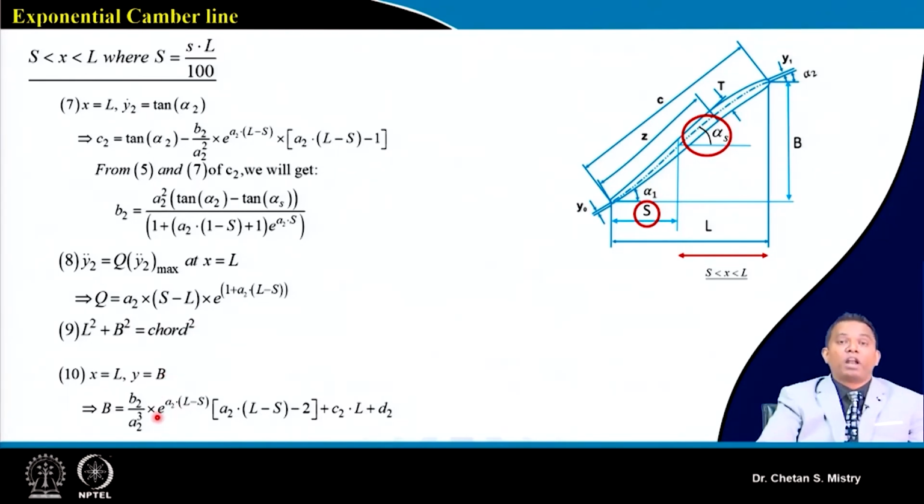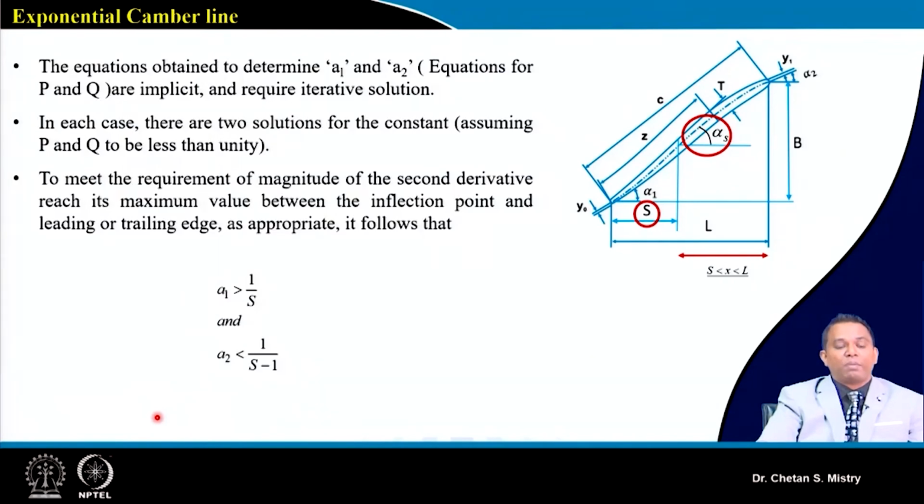Now all these parameters will be helpful to us in order to develop the exponential camber line. So let's look at this exponential camber line. Now as we were discussing, we are having different values of P and Q.